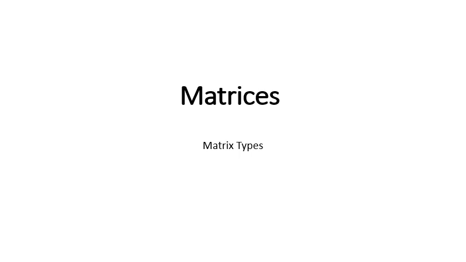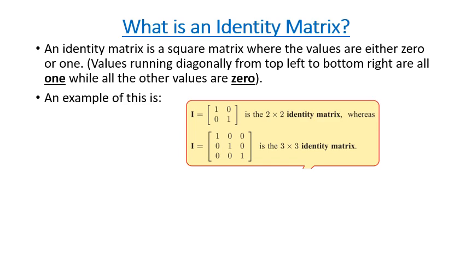This video tutorial looks at the mathematics of matrices, and more specifically we're going to focus our understanding on different matrix types. The first matrix type that we're going to look at is an identity matrix. An identity matrix is a square matrix where the values are either 0 or 1. As you can see, the values running diagonally down from top left to bottom right are going to be 1, whether it's a 2 by 2 or a 3 by 3, and you'll also see that every other value in our matrix is going to be a 0.